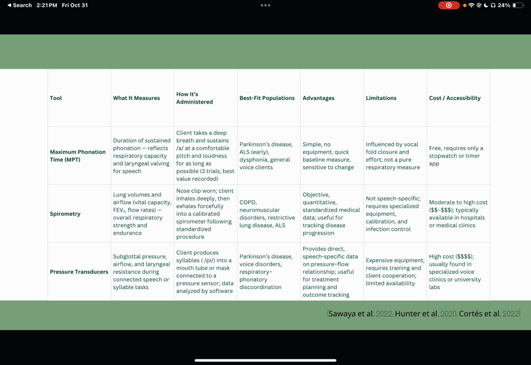Now here's a quick side-by-side comparison of all three tools. As you can see, MPT is pretty simple, free, easy to administer, and great for basic screening, while spirometry gives more detailed, quantitative data on lung performance. Price-wise, it's moderate to high, but it still gives good, detailed information. Pressure transducers provide an advanced speech-specific analysis, but require more equipment and training, and like I said in the earlier slide, it is very expensive to use. Together, these tools help clinicians choose the right level of assessment based on the client and the setting.